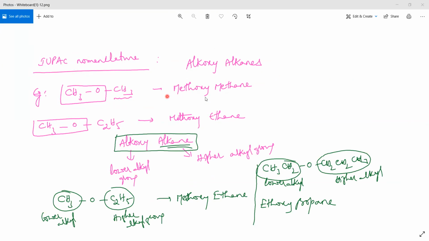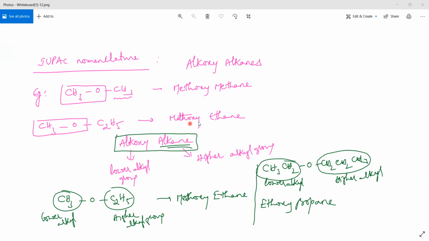Here, CH3O, CH3 is methoxymethane. CH3O, C2H5: this alkoxy group, here you can see, the alkoxy group is the lower alkyl group. In this example, which one is the lower alkyl group? Methyl, and this is ethyl. Between ethyl and methyl, methyl is the lower alkyl group. So it will be methoxy.